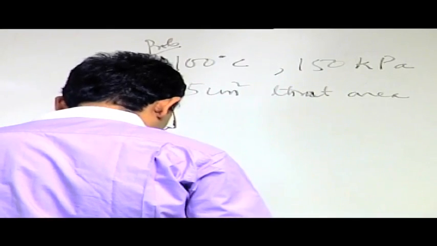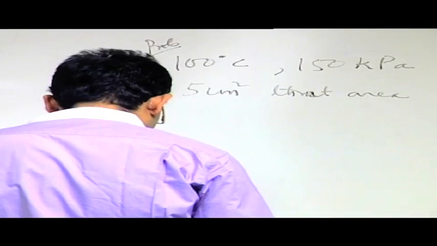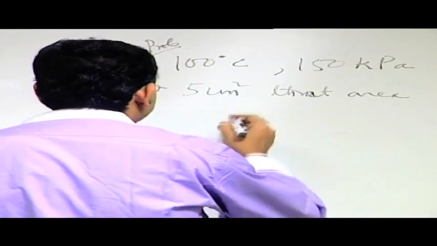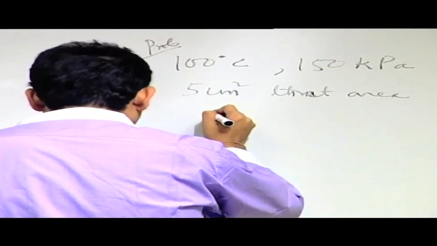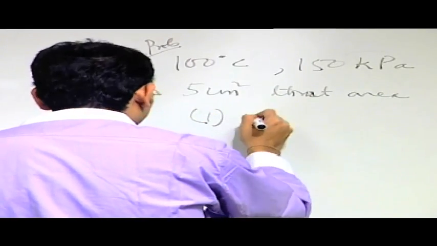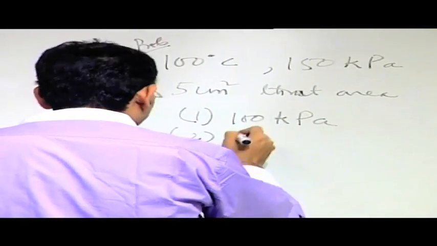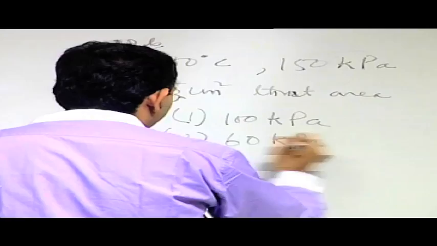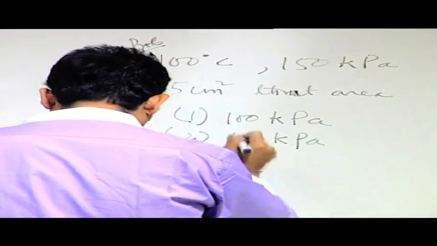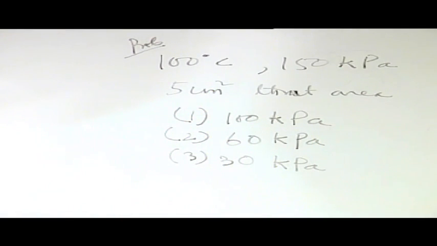Compute the exit mass flow rate if the atmospheric pressure, which is like the back pressure, is: number 1, equal to 100 kilopascal. So here there is no plenum chamber, it is exiting to atmosphere directly. Number 2 is 60 kilopascal, number 3 is 30 kilopascal.